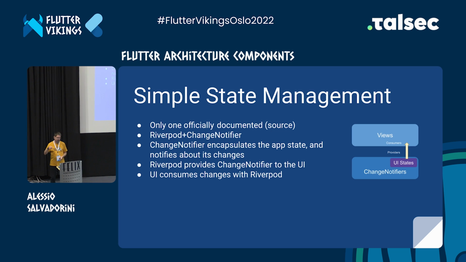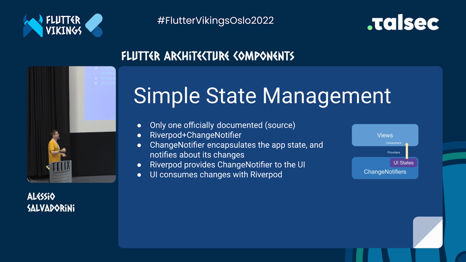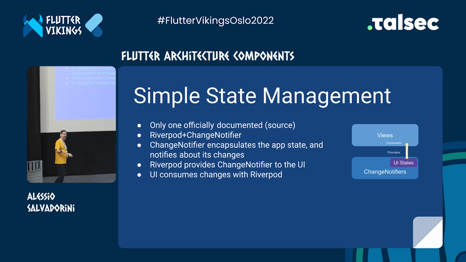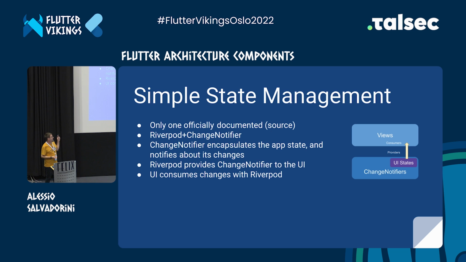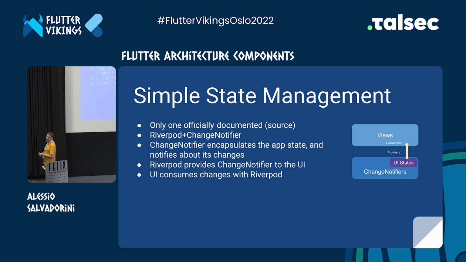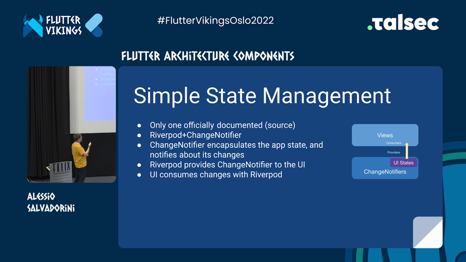Then the UI needs to have a handler over the change notifier. Therefore, Riverpod is the tool that provides the change notifier classes to the UI so that the UI can interact with them. And last but not least, the UI needs to consume the changes of the state. And this happens with some classes that are called consumers. There is a consumer widget that you can use straight ahead, and then there are two classes that replace the stateful and stateless widgets for Riverpod, and they basically consume the state in the UI.